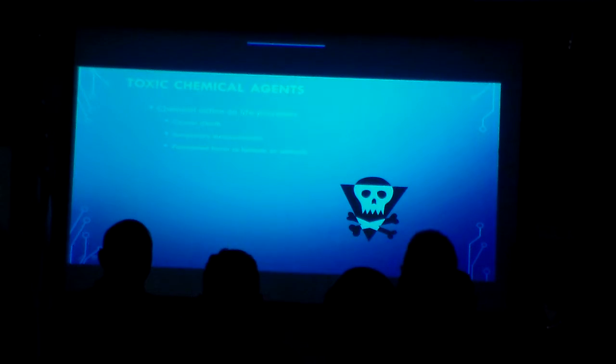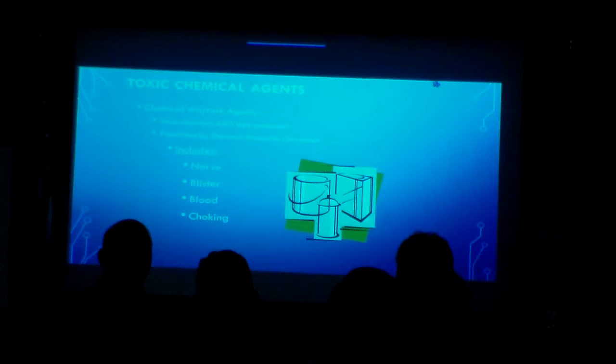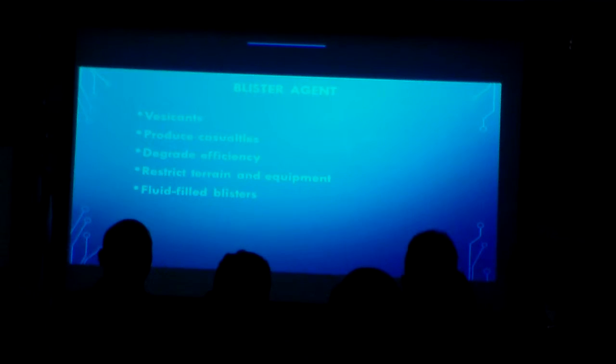It said nothing. So, toxic chemical agents. Chemical action on life processes causes death, temporary incapacitation, or permanent harm to humans or animals. Chemical warfare agents are toxic chemicals and their precursors, prohibited by the Chemical Weapons Convention. They include nerve, blister, blood, and choking agents. Blister agents, or vesicants, produce casualties, degrade efficiency, and restrict terrain and equipment. They cause fluid-filled blisters.